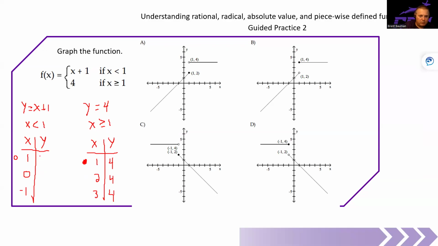So we have 1 plus 1, which gives us 2. 0 plus 1, which gives us 1. -1 plus 1, which gives us 0. Okay. So let's make our graph in the middle.